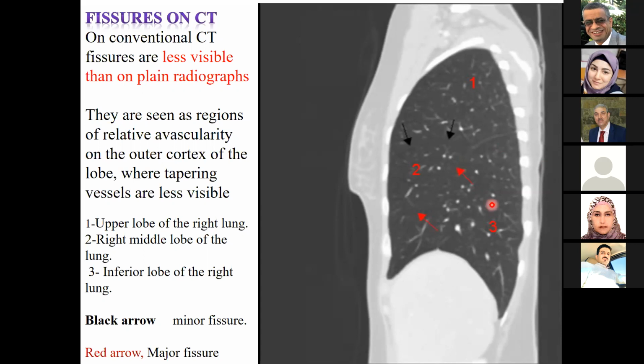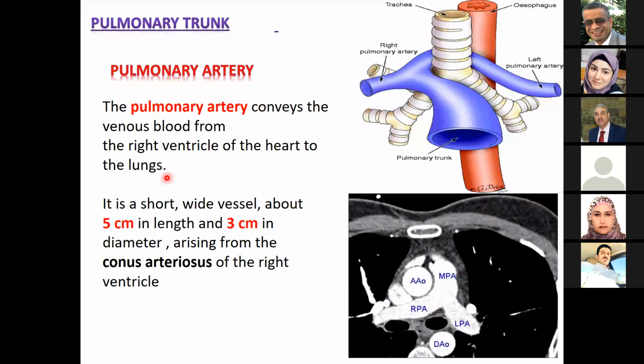Pulmonary trunk. The pulmonary artery conveys venous blood from the right ventricle of the heart to the lungs. It is a short, wide vessel about 5 cm in length and 3 cm in width, arising from the right ventricle. On axial CT scan, this is the main pulmonary artery, the right pulmonary artery, the left pulmonary artery. This is the ascending aorta and the descending aorta. This is CT with contrast.